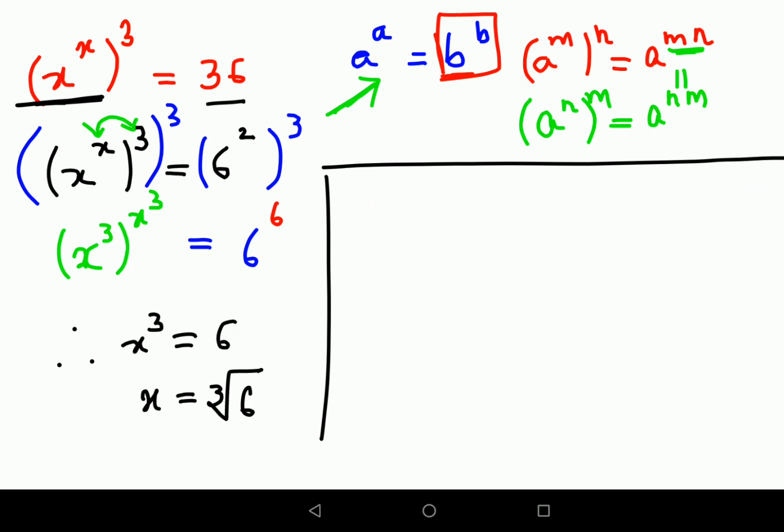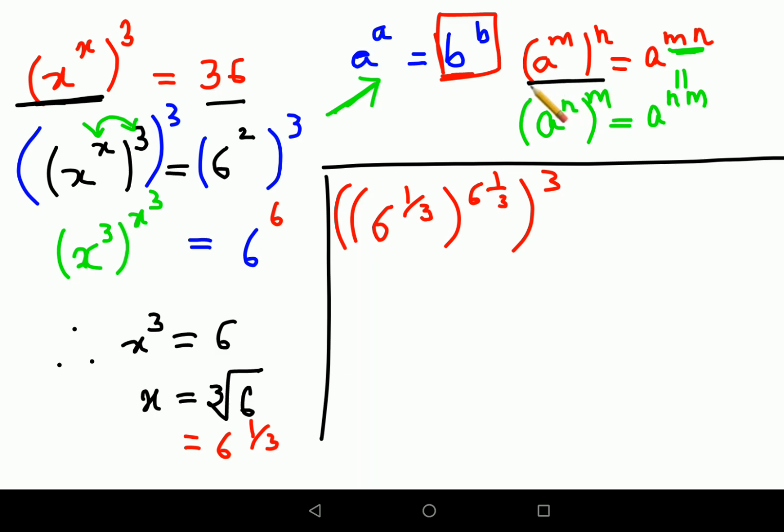Instead of cube root, I can also write the value of x as 6 raised to 1 upon 3. So here instead of x we'll put 6 raised to 1 upon 3, then you have that also as 6 raised to 1 upon 3, the whole raised to 3. Now you know this rule of indices, that the index gets multiplied.